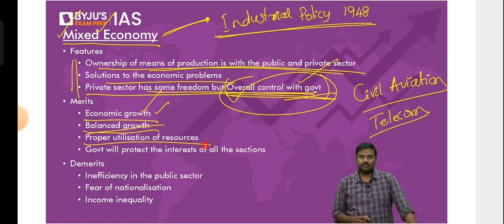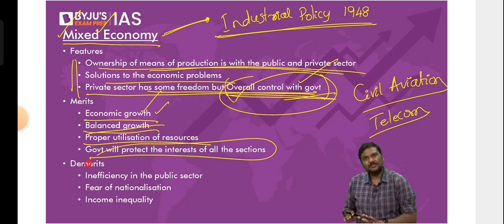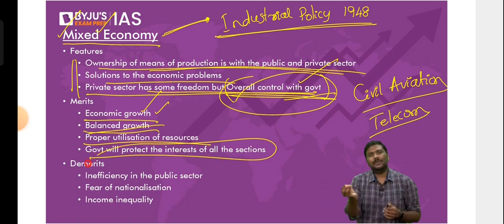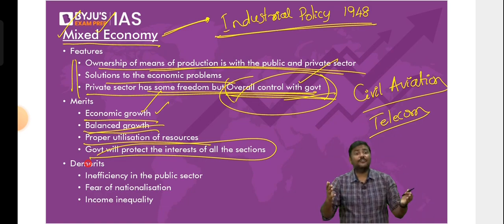Proper utilization of the resources, because the private sector is present, obviously we expect proper utilization, and the government will protect the interest of all sections of the people. Can I apply this particular statement to the government of India? The government of India has many schemes to promote the welfare of poor people in India, of SC, ST categories, and of tribal populations. Of course, yes. That is the feature.